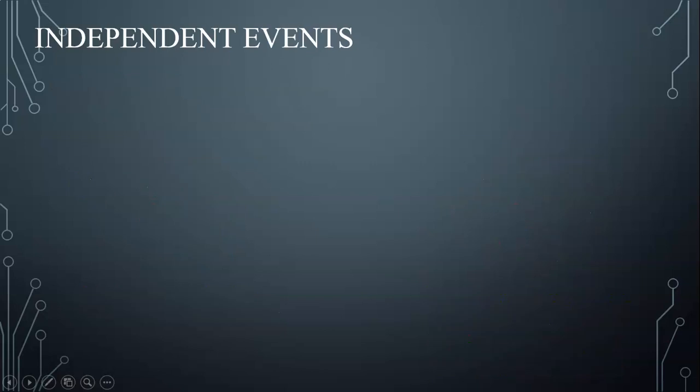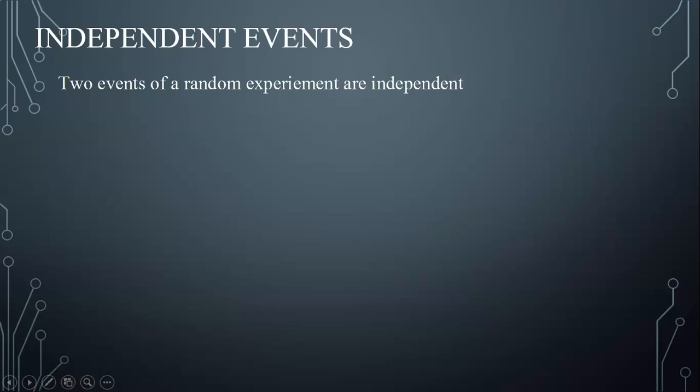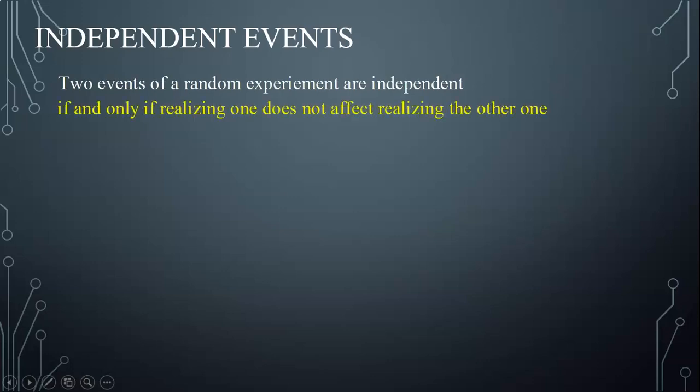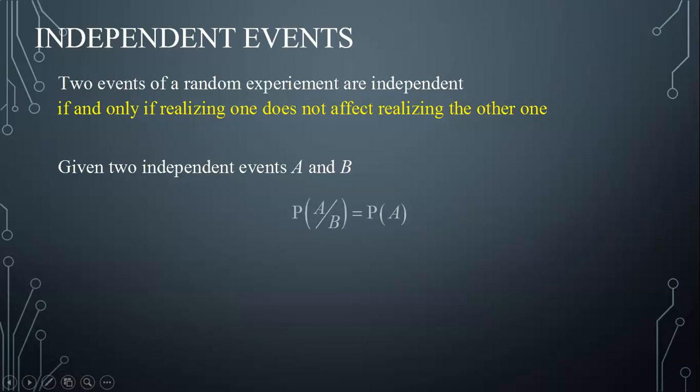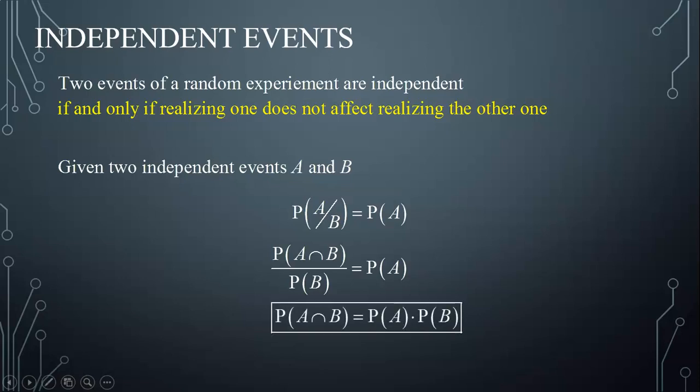Two events of a random experiment are independent if and only if realizing one does not affect realizing the other one. So if we are given two independent events A and B, the probability of A given B is the same as the probability of A, since realizing B does not affect realizing A. And the probability of A given B is the probability of A inter B divided by the probability of B. Consequently, when A and B are independent, we obtain the probability of A inter B to be the probability of A times the probability of B.